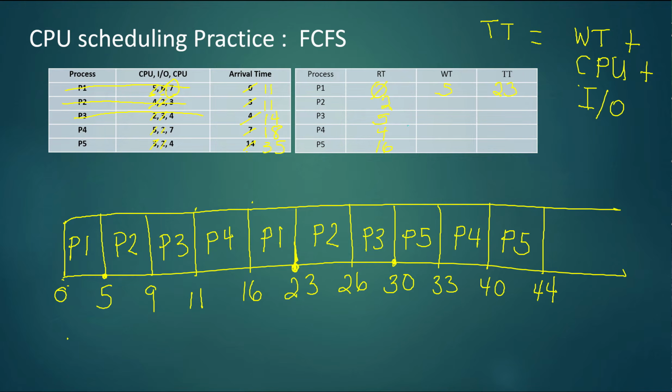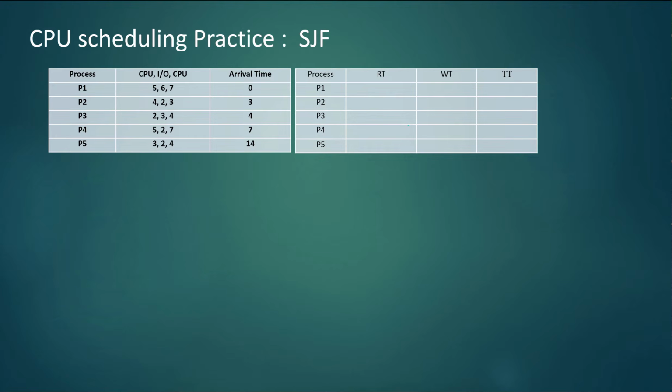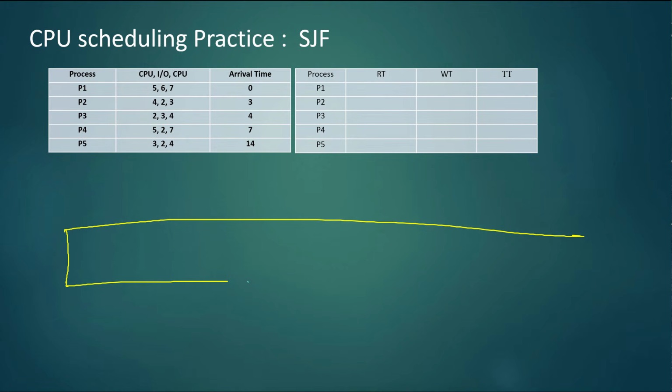Now let's move on and do shortest job first. In shortest job first, this is also a non-preemptive algorithm. So once a process gets on the CPU, it will not relinquish the CPU until it completes its current CPU burst. So we do not have to worry about anything being preemptive. So let's get started.